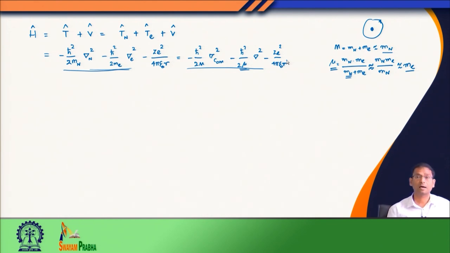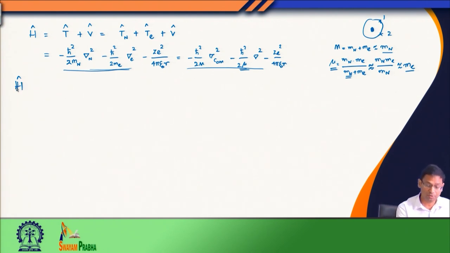Now, let us try to increase the complexity of our problem. Suppose I have now not hydrogen atom, rather helium atom. When I have helium atom, I still have one nucleus. Of course, the charge of the nucleus, nuclear charge, changed from hydrogen to helium, but I have now two electrons. So, electron number 1 and electron number 2.